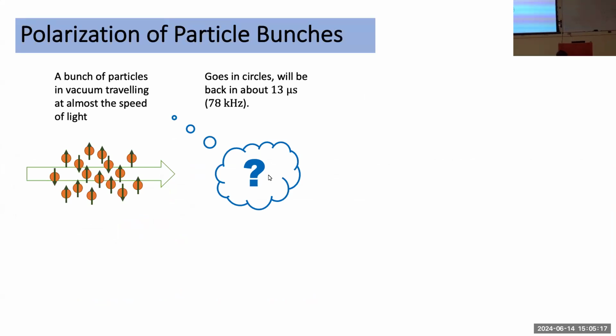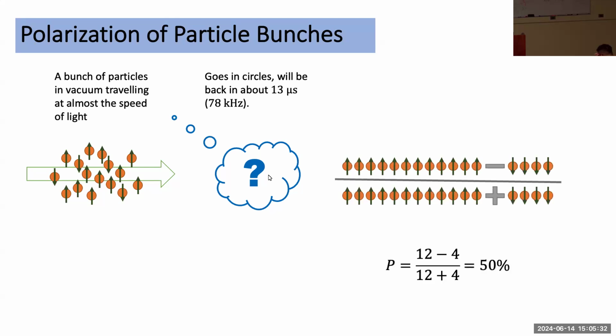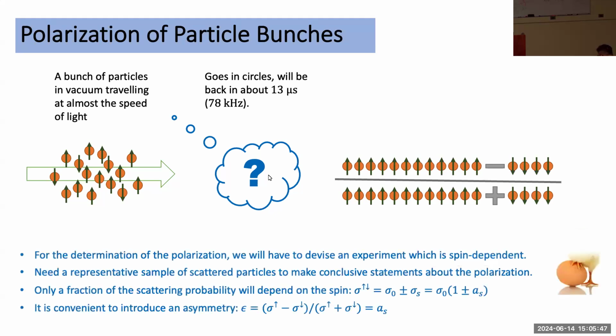Okay, let me talk a little bit at the end about hadron polarimetry. You have a bunch of particles traveling in the ring close to the speed of light, and every bunch comes around at 78 kilohertz, or 13 microseconds. You then basically measure the number of spins up and down. Up minus down over the sum, in this case 12 minus 4 over 12 plus 4, is 50%. So you want something that is higher, of course.